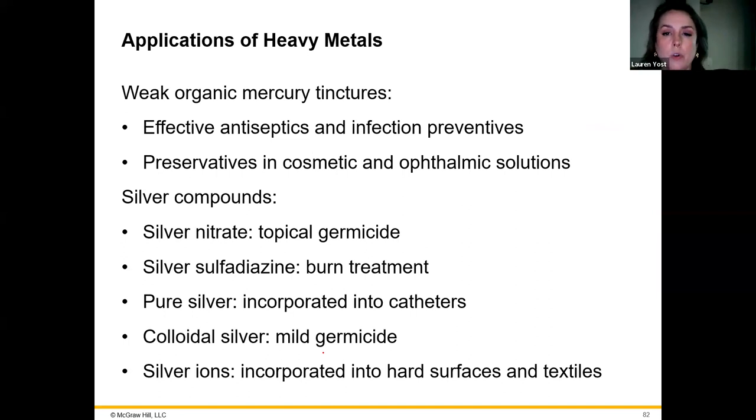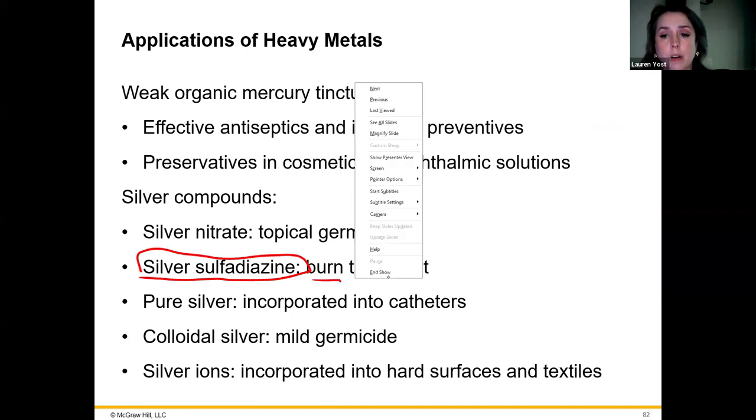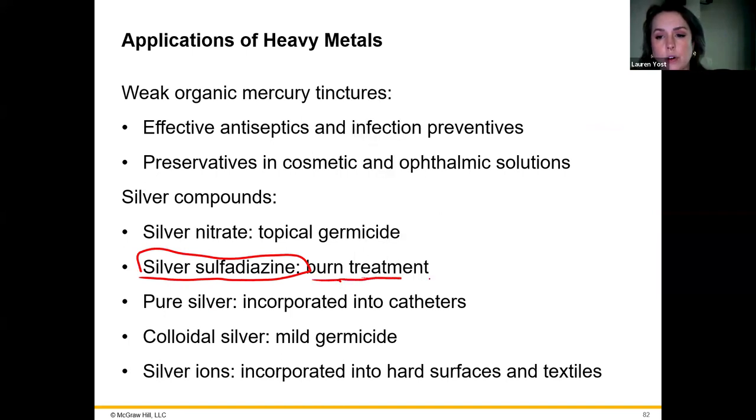Heavy metals, we're talking about tinctures, like we said already. I'm not gonna go back through all this. The silver ones, I do wanna mention silver sulfadiazine, which I think we should be aware of. It's used for burn treatment. And yes, we know that there is silver in it. There's a button on here I keep pressing, sorry. Silver, of course, was what we just talked about.